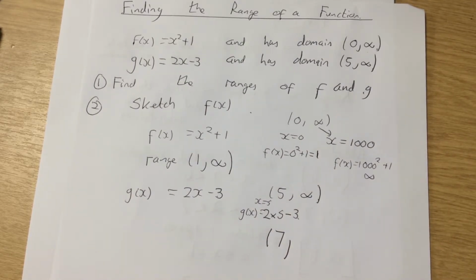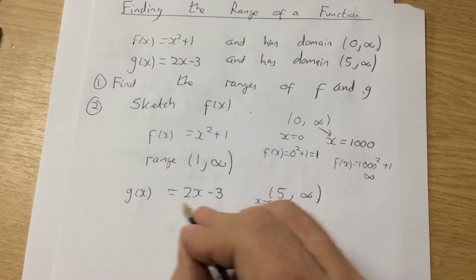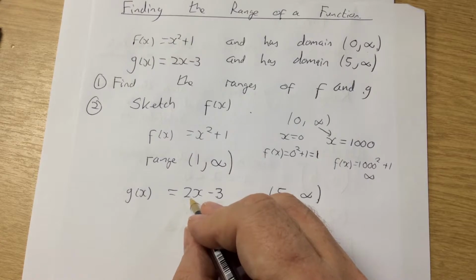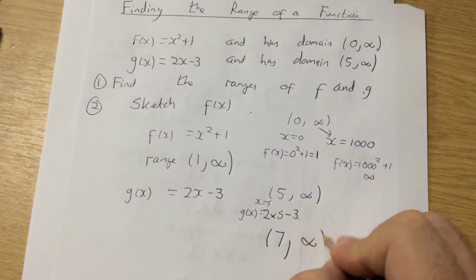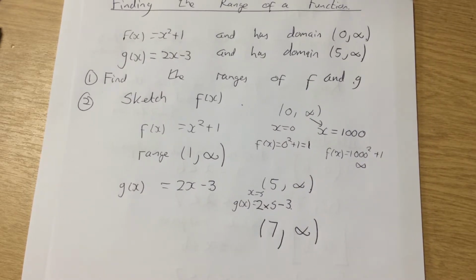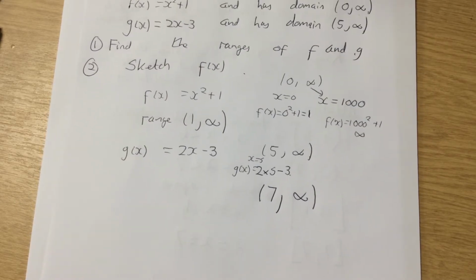And I'm going to put in a real large number, times it by 2, so it becomes double, which is even bigger. Take away 3 is not going to make much difference. So the large one would stay as infinity, because you're putting in such a big number. So that's how you do the range.